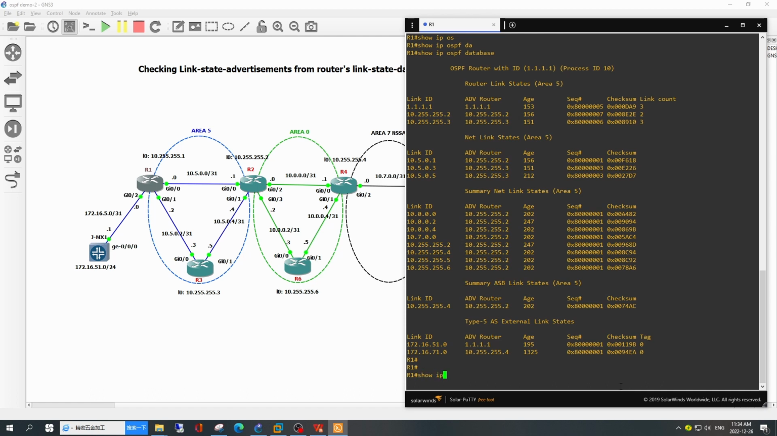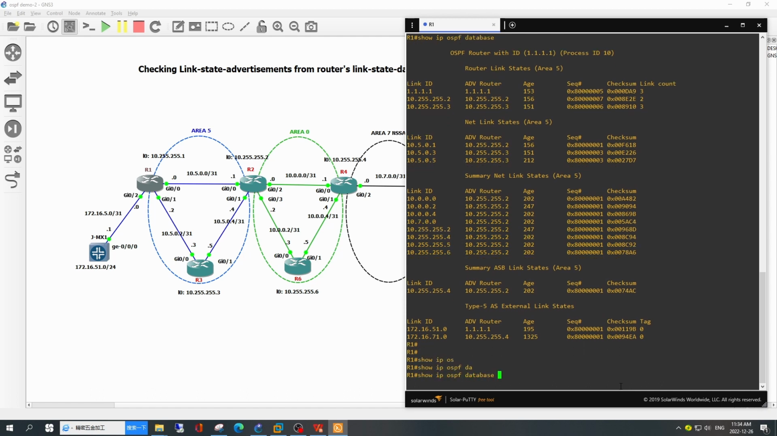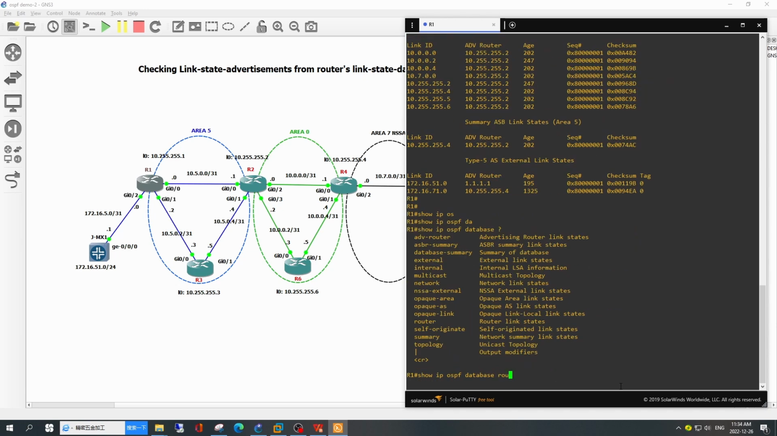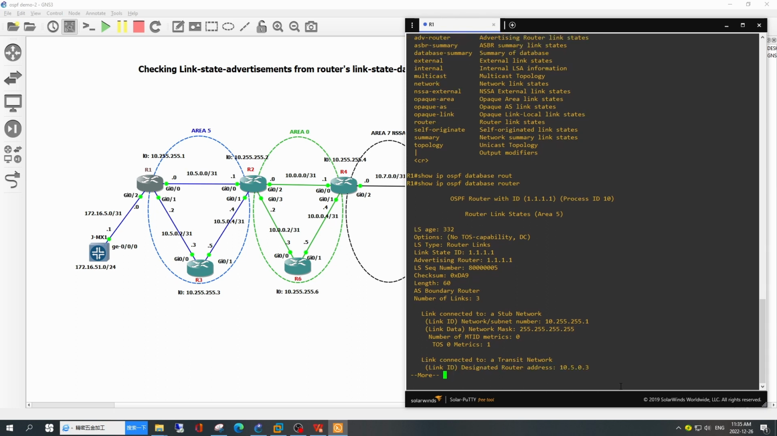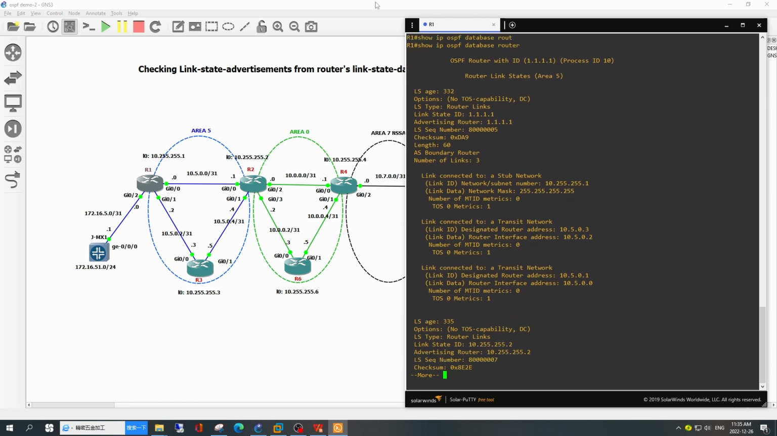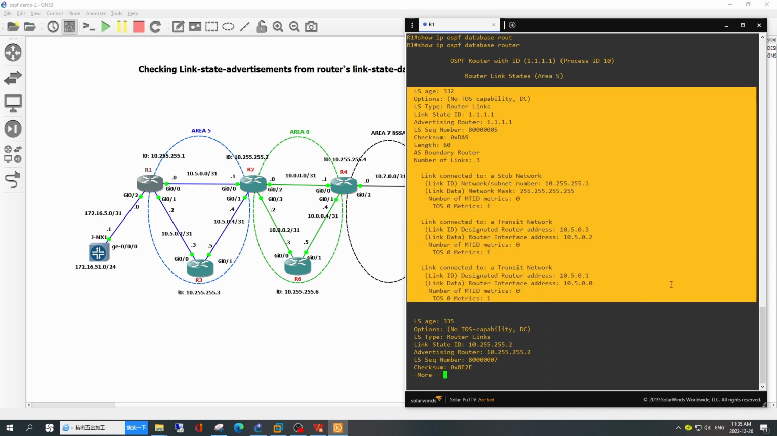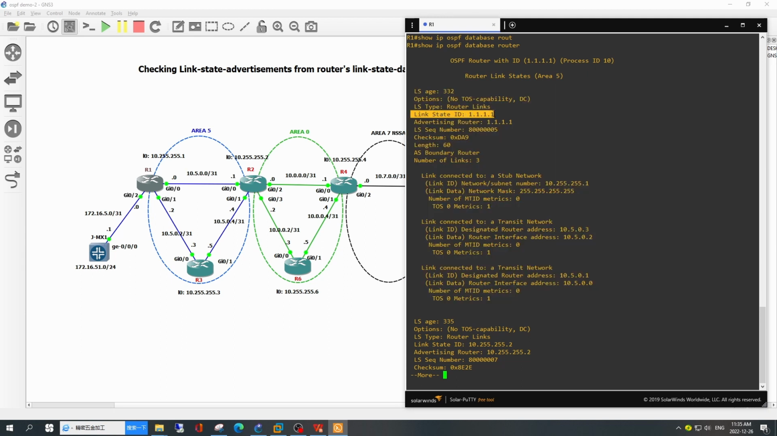You run show ip ospf database and enter a question mark. You see there is an option called router, right? Type router, and when you press enter, you see the detailed information. Take a look at the first one. It is the router link states, a type 1 LSA in area 5. The first router LSA is much longer. From this you can see the link ID and who advertised this router link LSA. It comes from 1.1.1.1, and the advertising router is the same, 1.1.1.1.